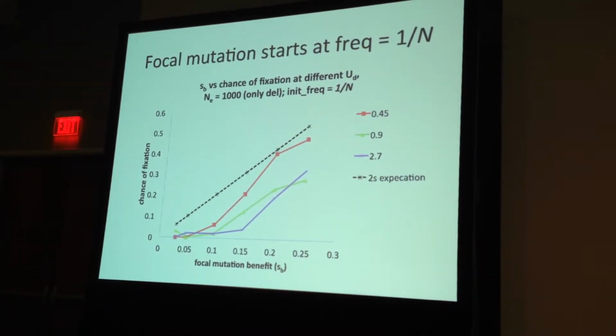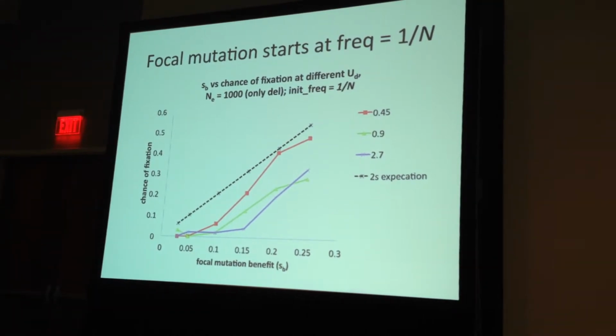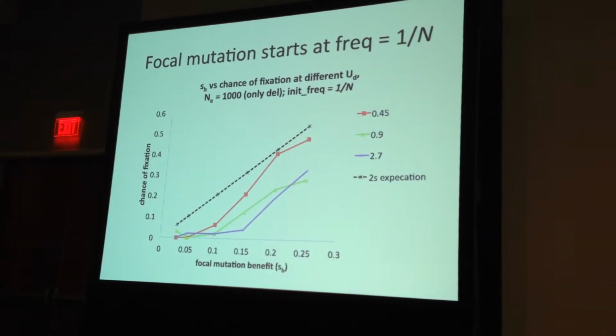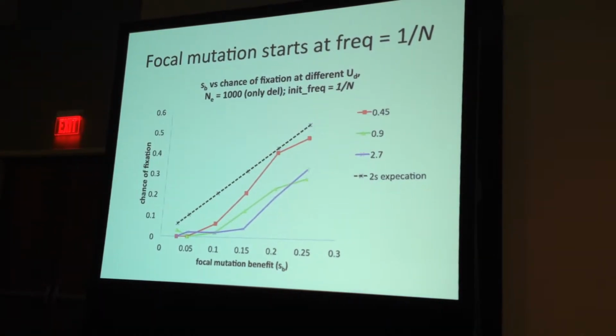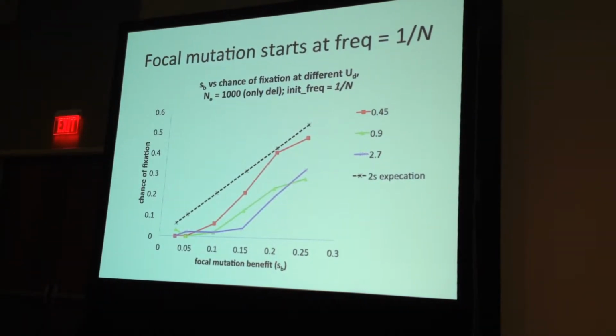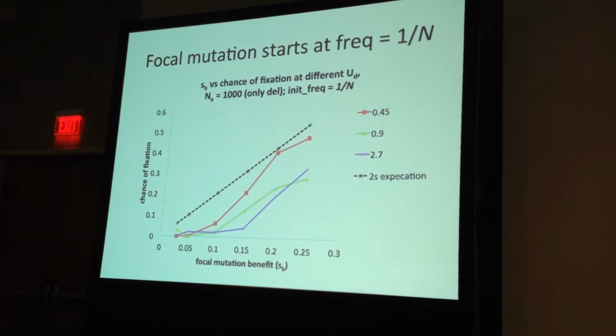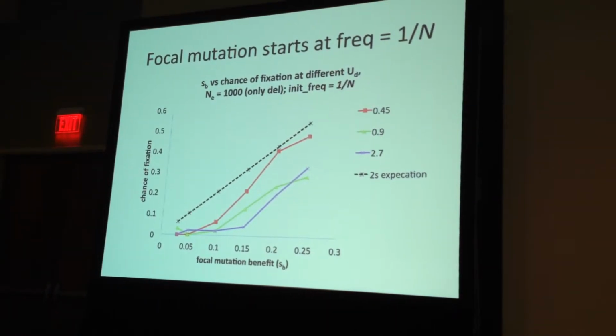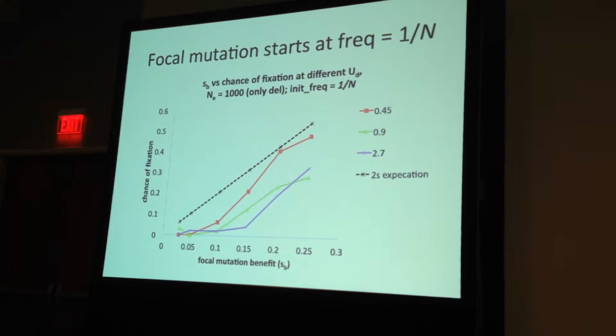And what I'm graphing here is the chance of fixation of a beneficial mutation that has been seeded into the population. So that is the only beneficial mutation. There's no other beneficial mutation that's competing with that one. So the only thing impeding its progress is deleterious mutations.